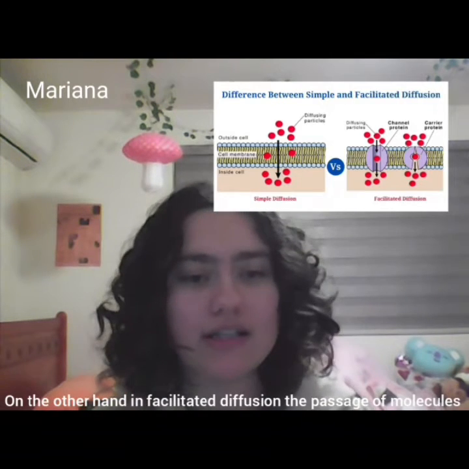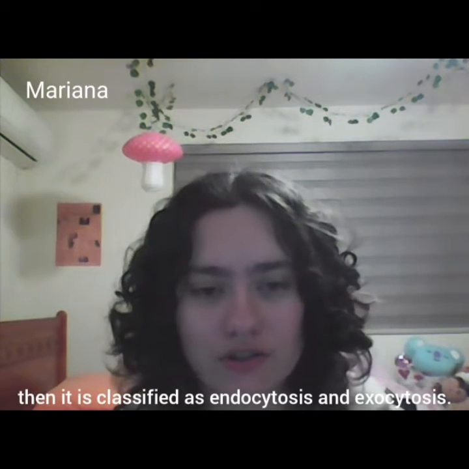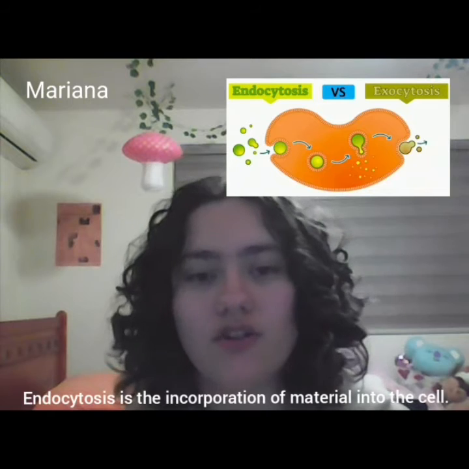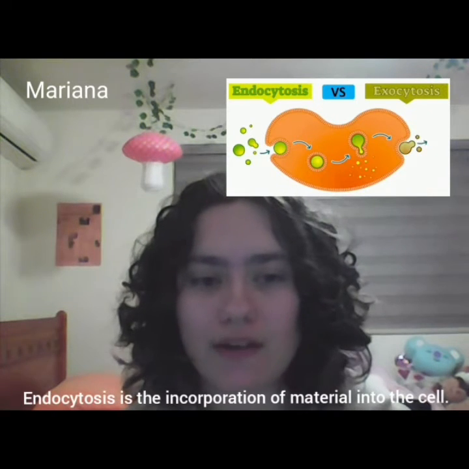On the other hand, in facilitated diffusion, the passage of molecules depends on the presence of integral membrane proteins that allow this passage. These proteins can form channels or complex transporters. When the transport through the membrane is massive, that is, in large quantities of material and with energy expenditure, it is classified as endocytosis and exocytosis. Endocytosis is the incorporation of material into the cell. Exocytosis is the secretion of the material produced by the cells.